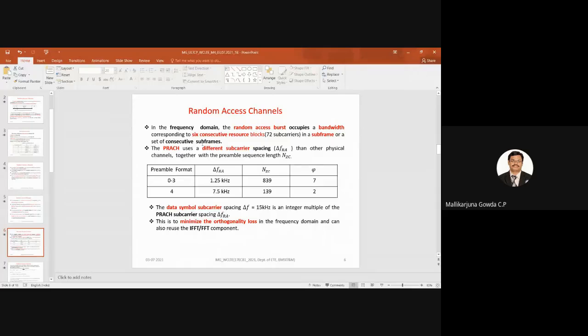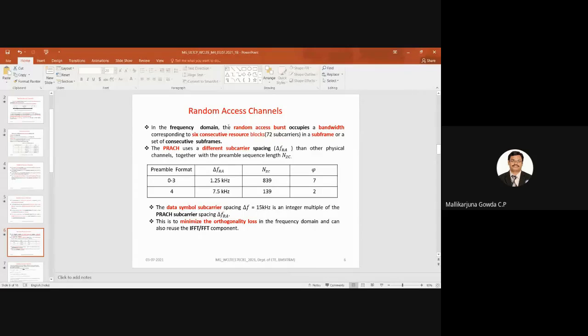In the frequency domain, the random access burst will occupy the bandwidth corresponding to 6 consecutive resource blocks. Each resource block has 12 subcarriers with a subcarrier spacing of 15 kilohertz. So 12 times 6 gives 72 subcarriers in a subframe or a set of consecutive subframes. Hope you are understanding what I'm saying.